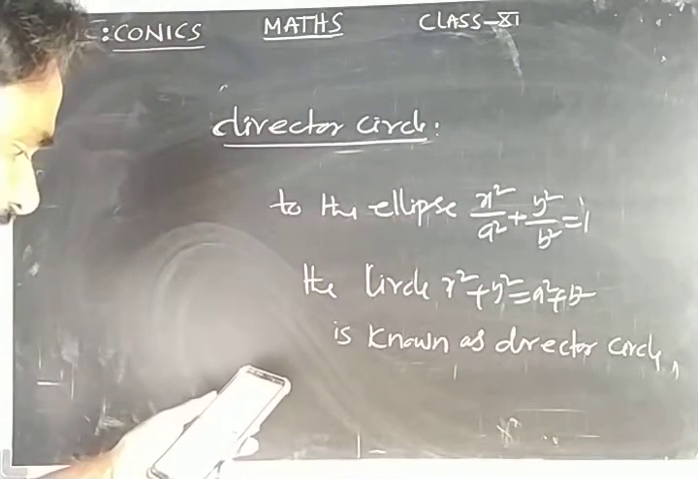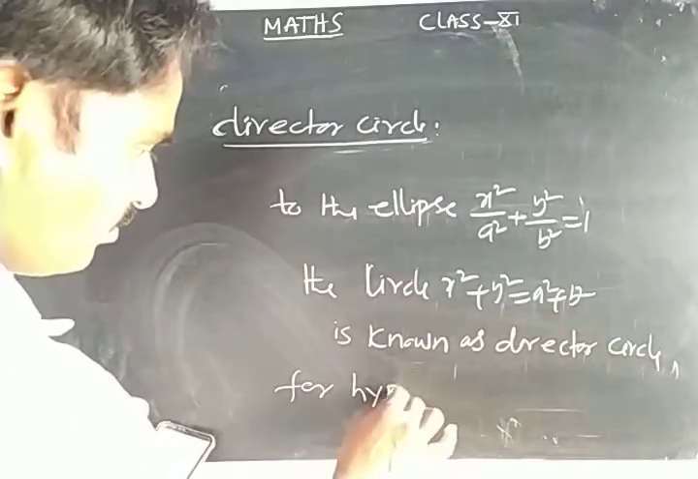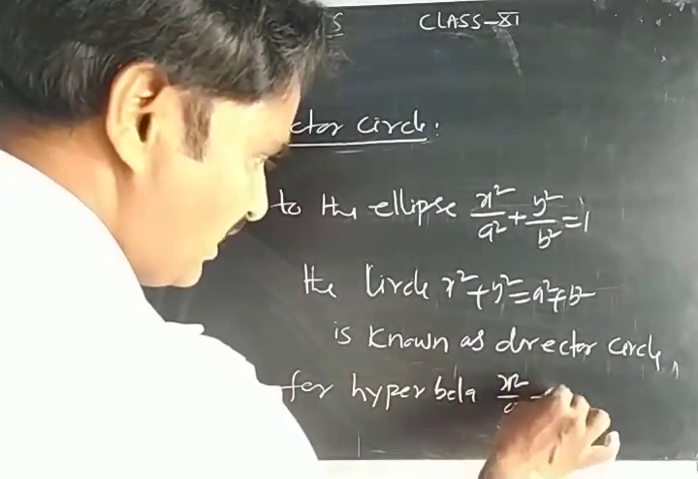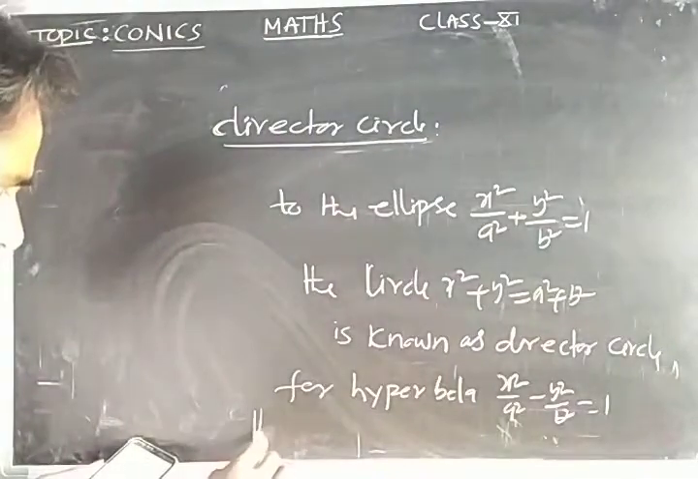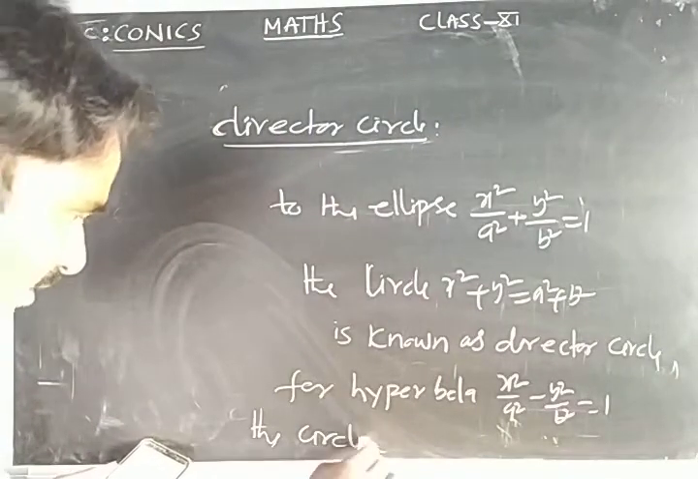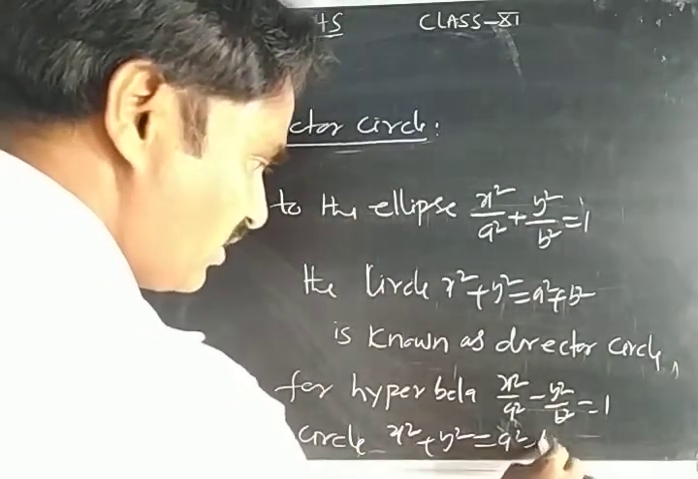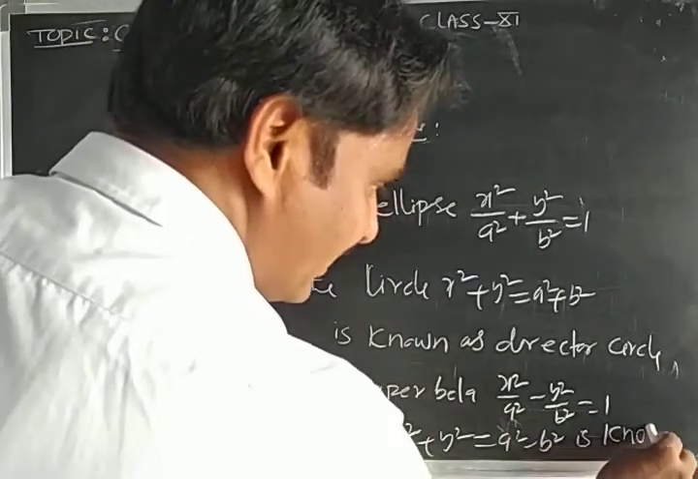Next, director circle for the hyperbola. For the hyperbola x square by a square minus y square by b square is equal to 1, the circle x square plus y square is equal to a square minus b square is known as the director circle.